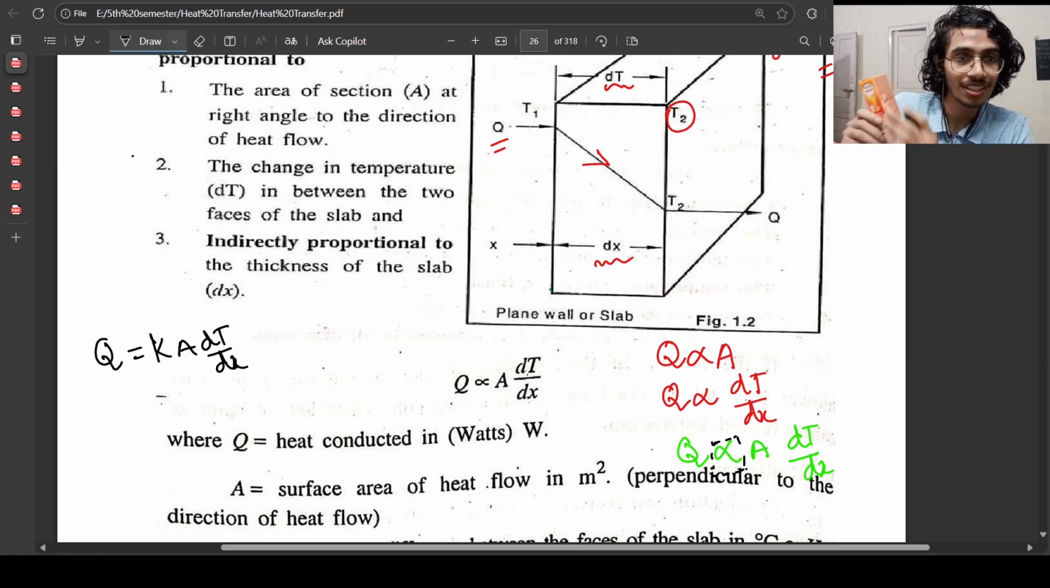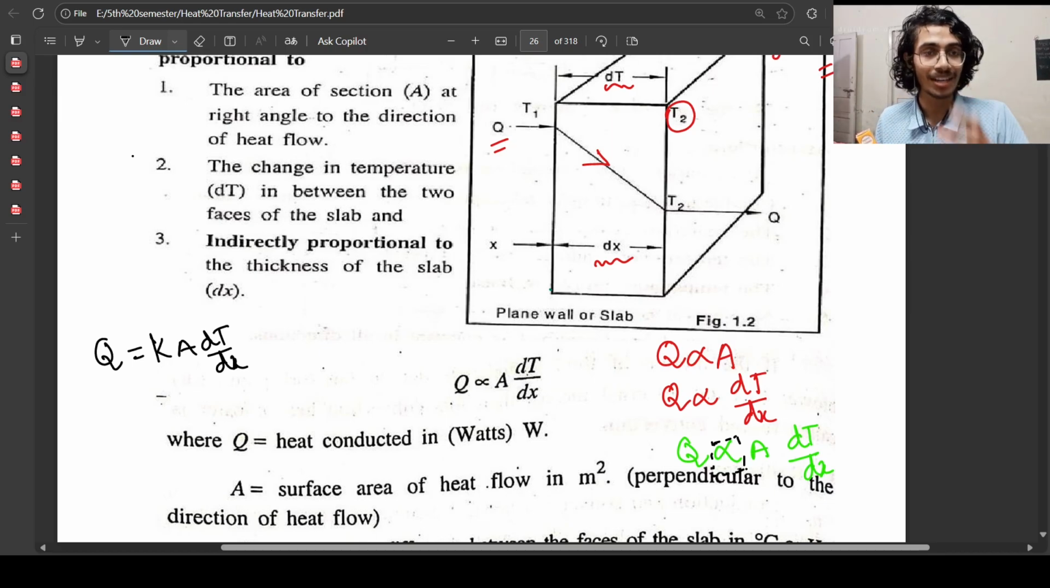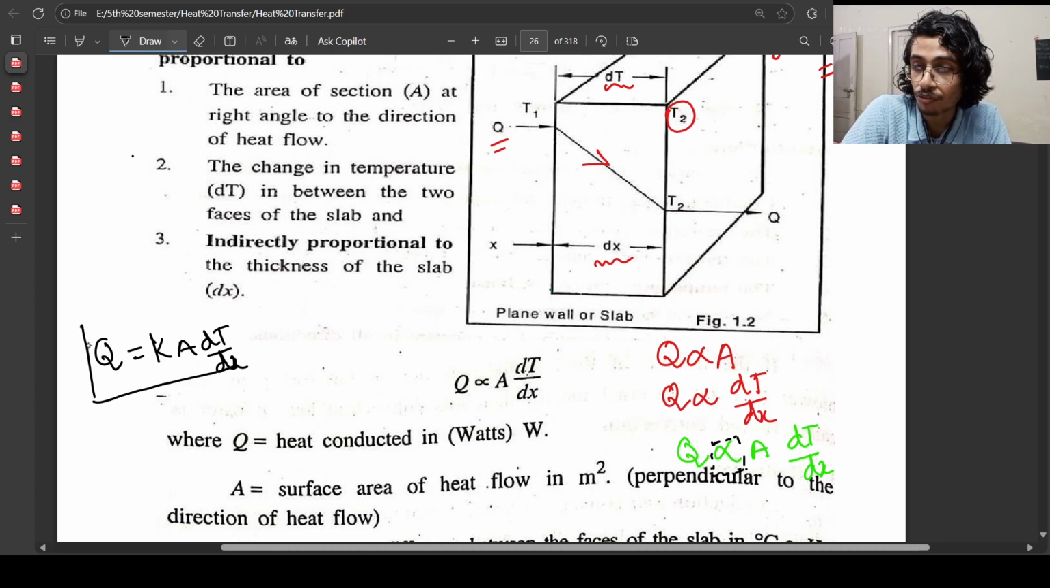A is that surface area, dt is the temperature difference, and dx is the thickness of the plane wall or the slab. So dt over dx combined is called the temperature gradient, right? So this equation you can see over here is the Fourier law of heat conduction.